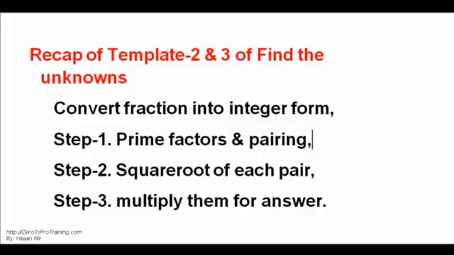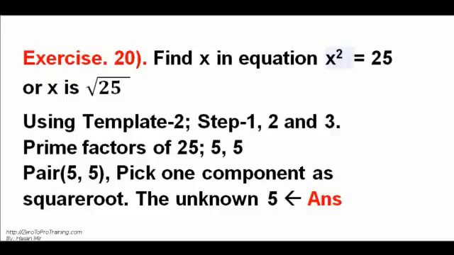Find unknowns. Convert fraction into integer form, step 1. Prime factors and pairing, step 2. Square root of each pair, step 3. Multiply all for the answer.